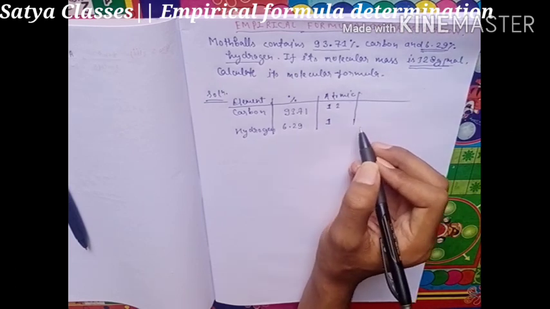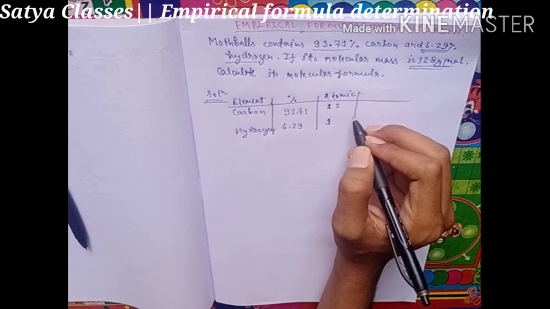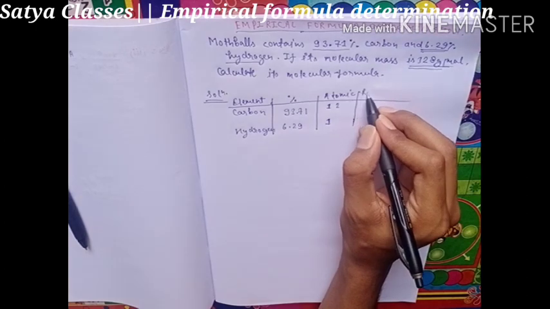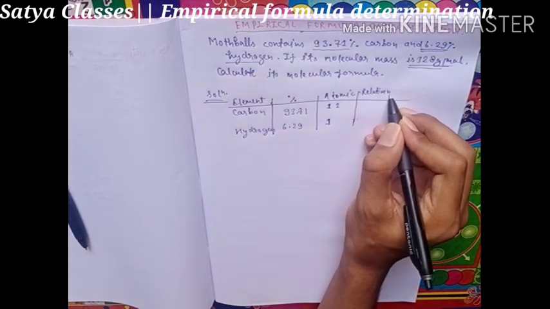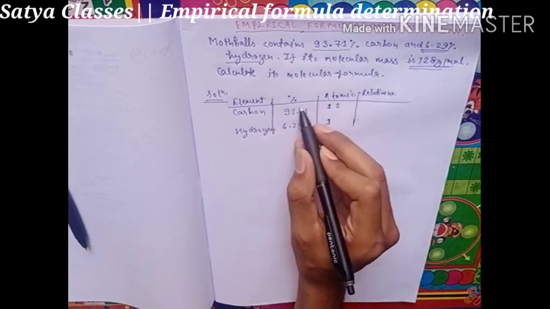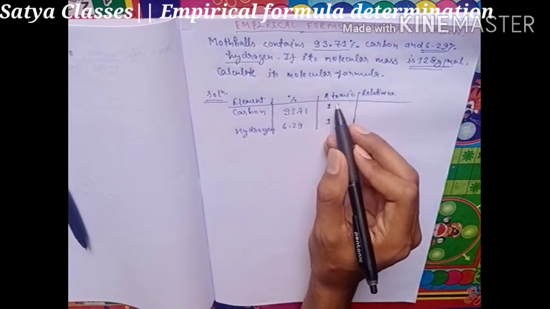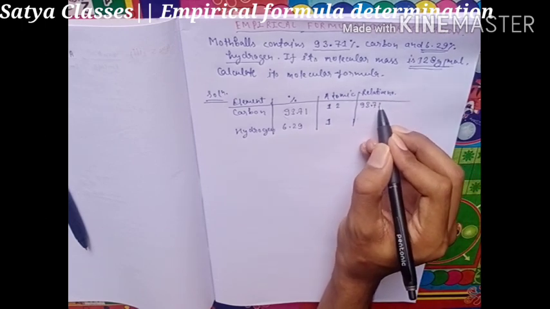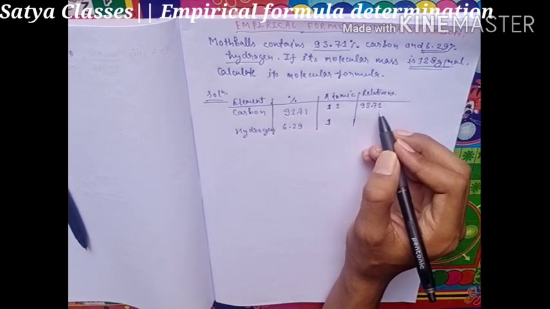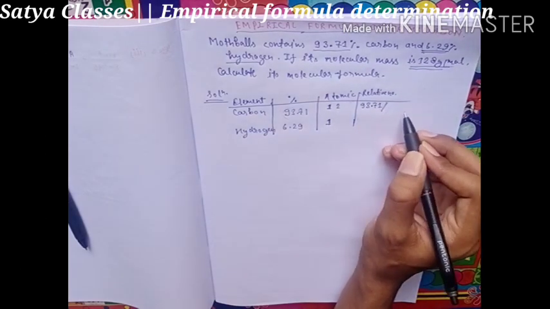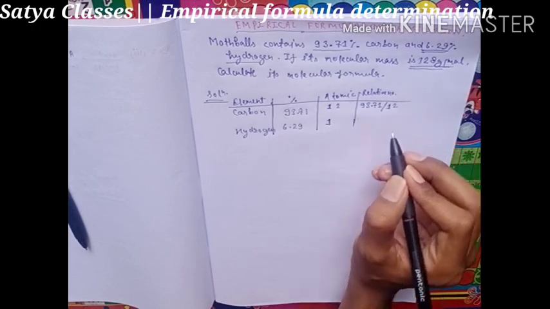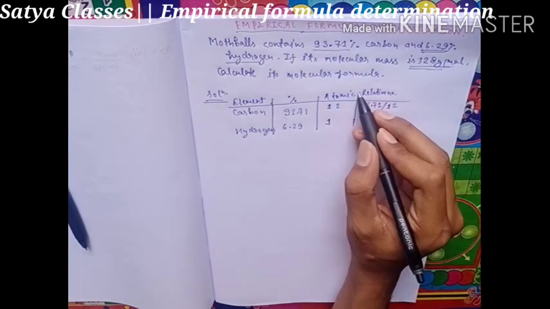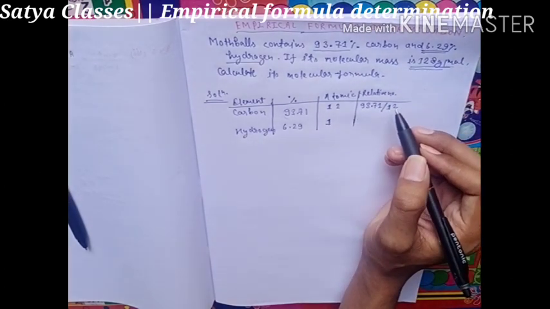Thereafter you have to make a column to determine the relative number of atoms. Relative means you have to divide the percentage by its atomic mass. The word relative indicates that a division is going to be performed. So divide this percentage by the atomic mass, and this gives you the relative number of atoms. Pause the video and try to understand it.